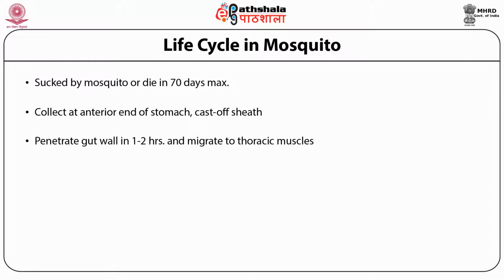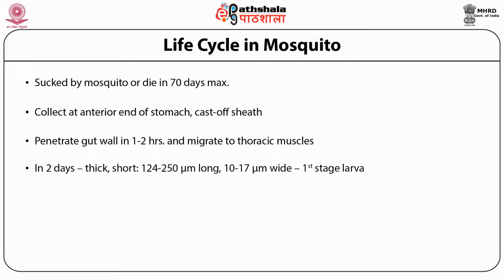Further development of Microfilaria now takes place in the mosquito, where they pass through different larval stages. There are 3 larval stages in the mosquito. It takes approximately 2 weeks. First stage larva develops in the next 2 days of their migration to the thoracic muscles. It measures only 124 to 250 micrometers in length, 10 to 17 micrometers in breadth, and is much thicker, shorter, and sausage shaped with a spiky tail.